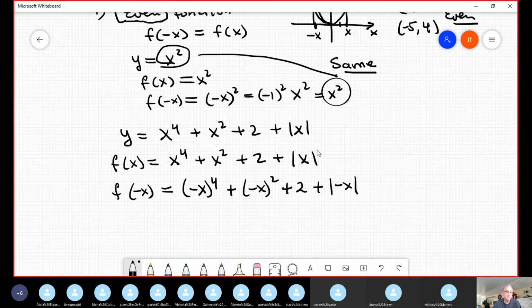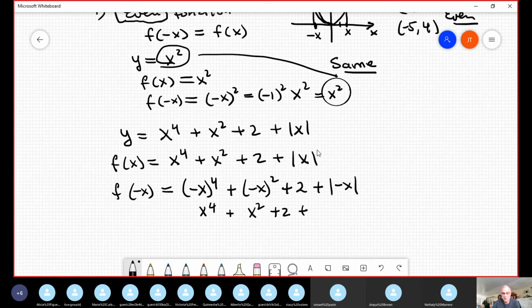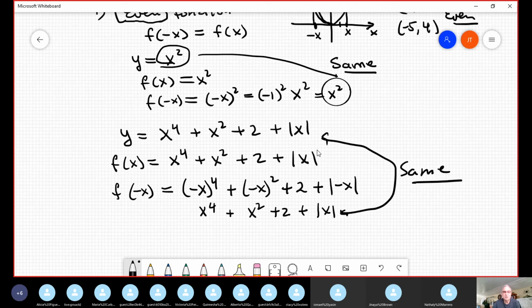And when the exponent is even, the expression stays the same. It's obvious, right? 2 stays the same. The actual value of a negative number is a positive number. And we compare this and this. It's exactly the same. They are twin brothers. Therefore, this function is also even. And the graph of this function is symmetric with respect to the y-axis. Everyone follow me, guys?